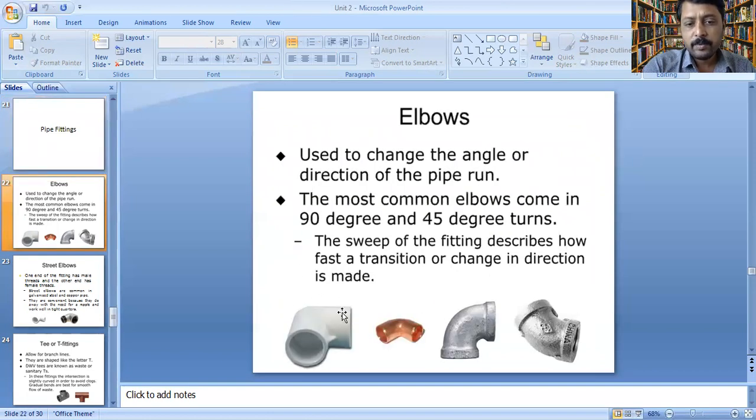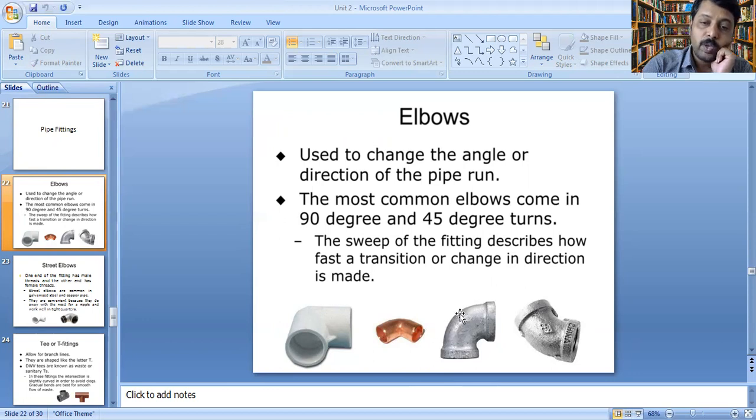The first type of pipe fitting that you must have seen is called an elbow. Now these have two different angles. One is 90 degrees here, as you can see, and one is 45 degrees. So one pipe is joining from here, the second pipe is joining from here, and the angle between the two pipes will be 45 degrees in some cases. In some cases, it will be 90 degrees.